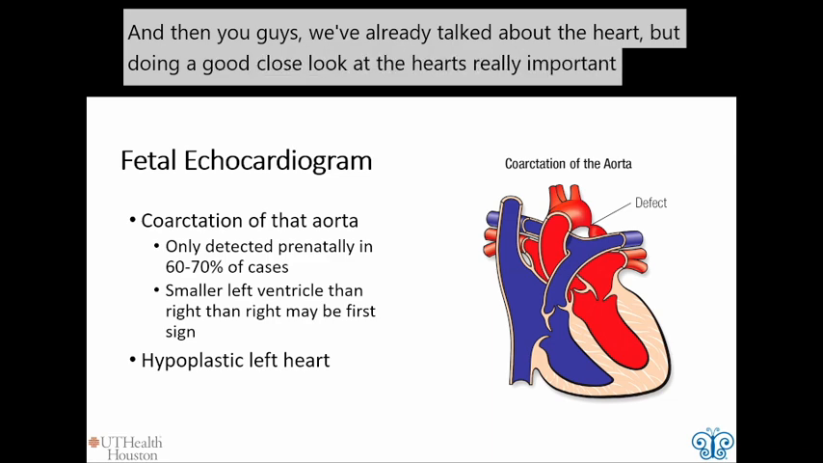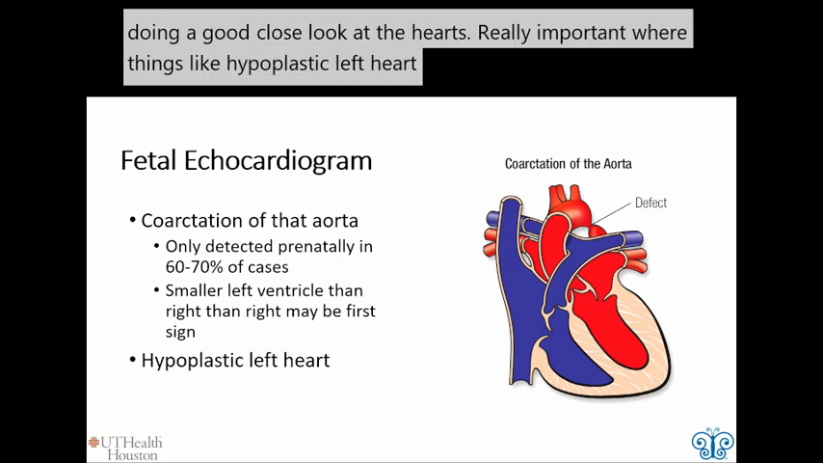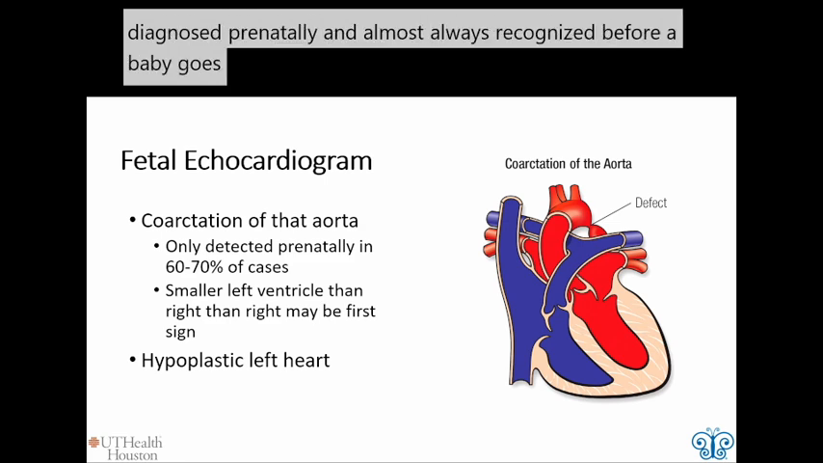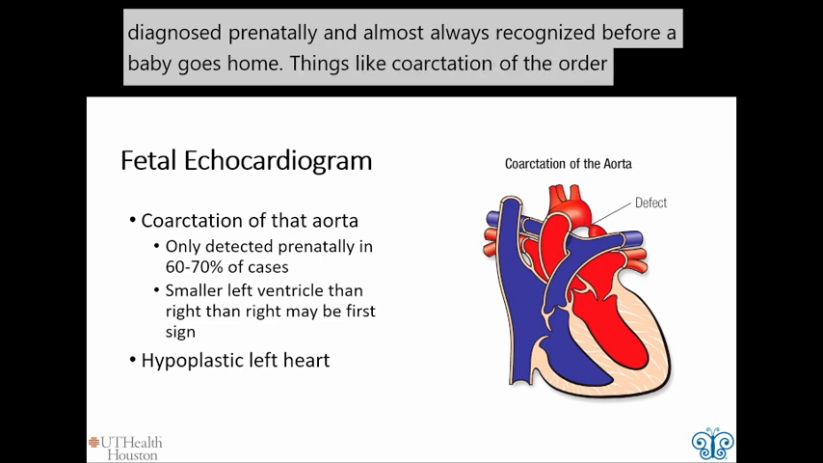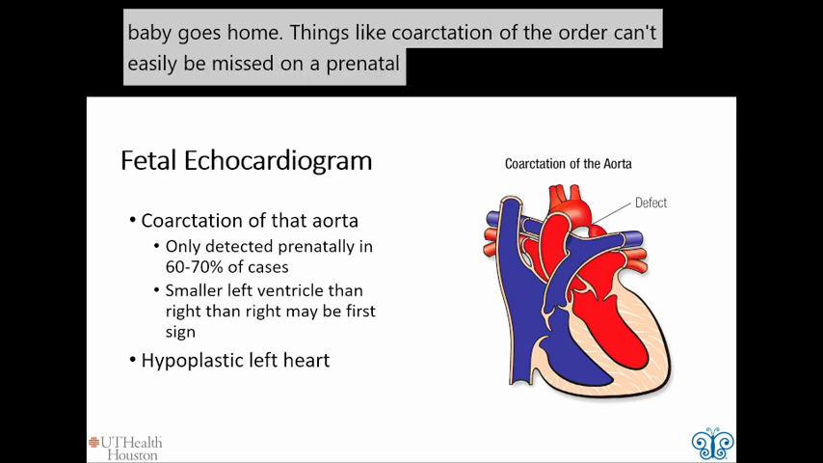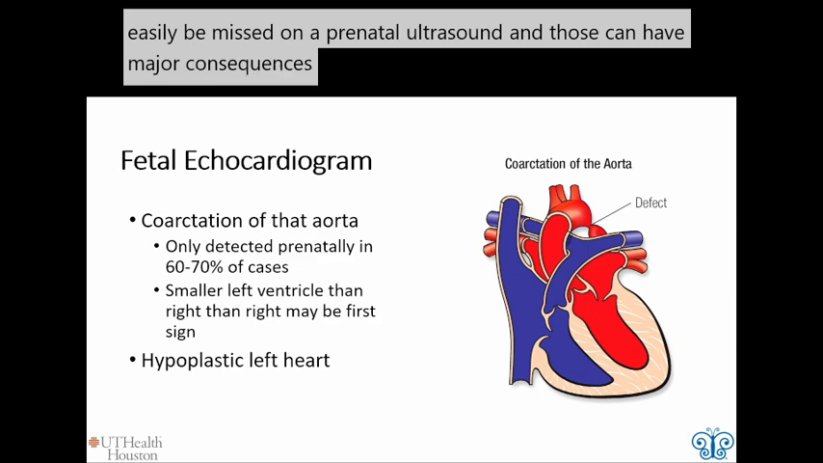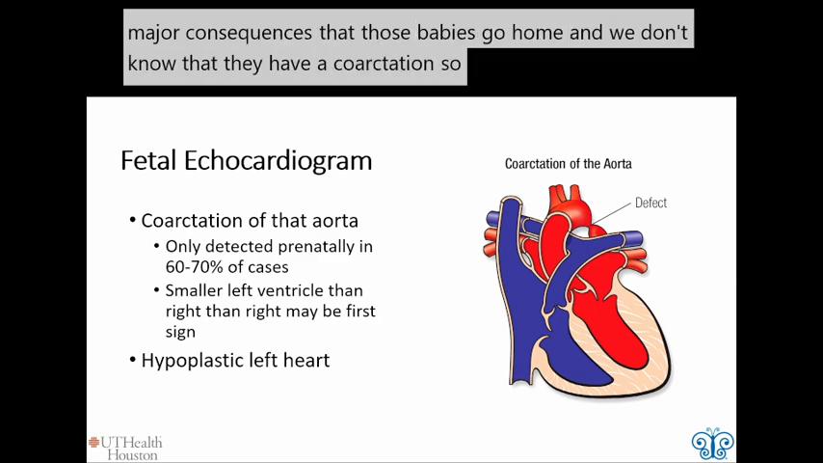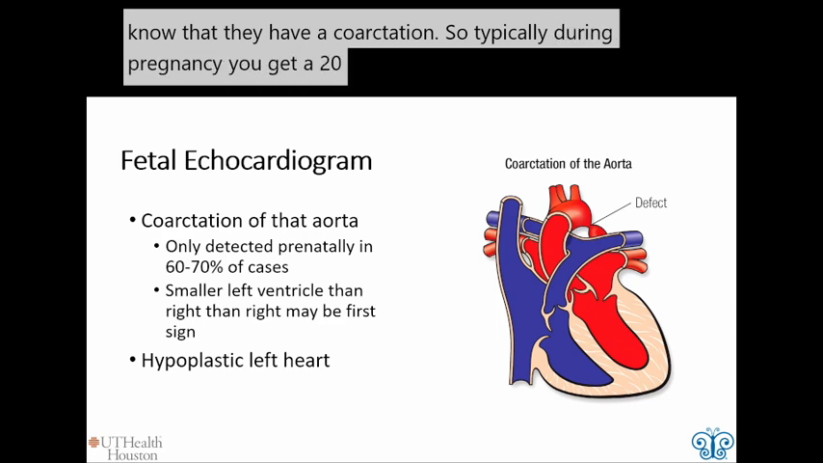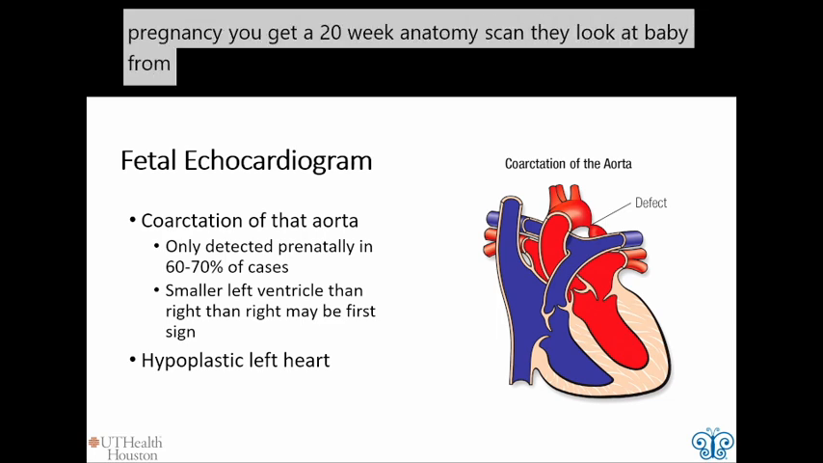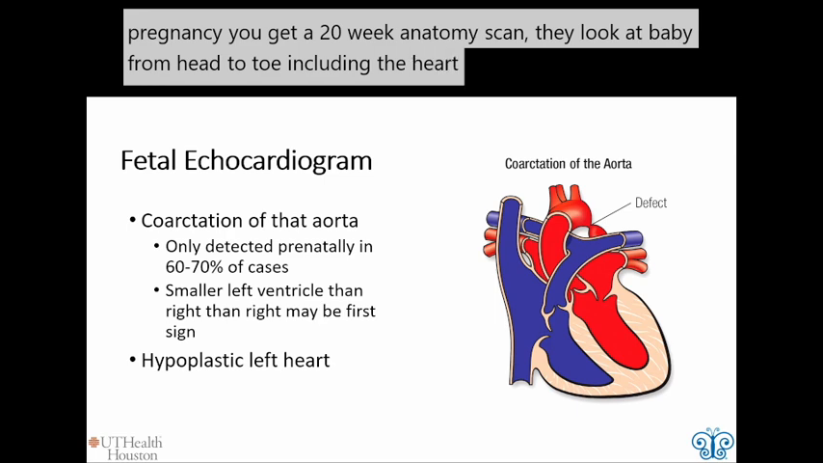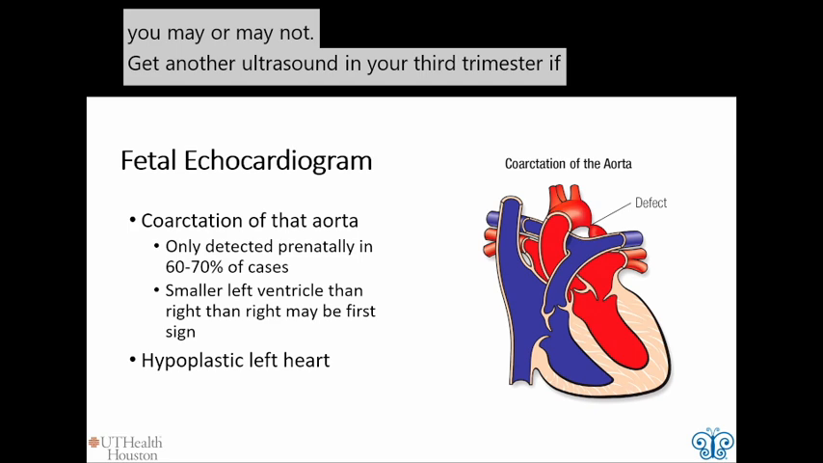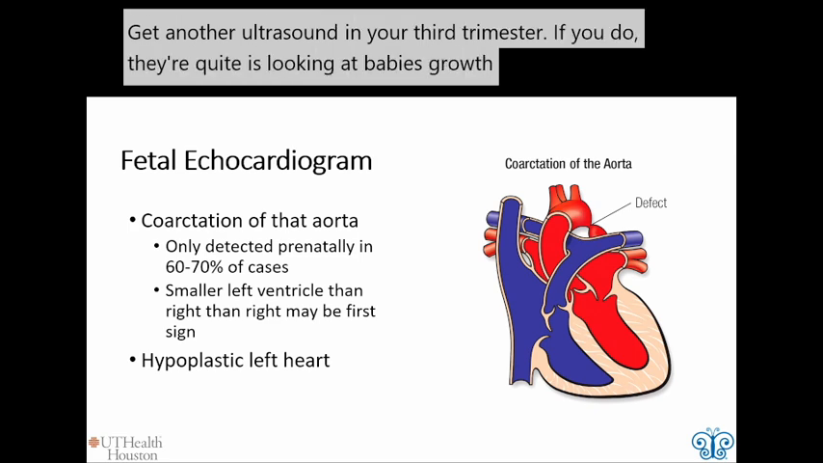Where things like hypoplastic left heart syndrome are almost always diagnosed prenatally and almost always recognized before a baby goes home, things like coarctation of the aorta can easily be missed on a prenatal ultrasound, and those can have major consequences if those babies go home and we don't know that they have a coarctation. So typically, during pregnancy, you get a 20-week anatomy scan. They look at baby from head to toe, including the heart. If everything looks good, you may or may not get another ultrasound in your third trimester. If you do, they're probably just looking at baby's growth, fluid levels, nothing super specific.